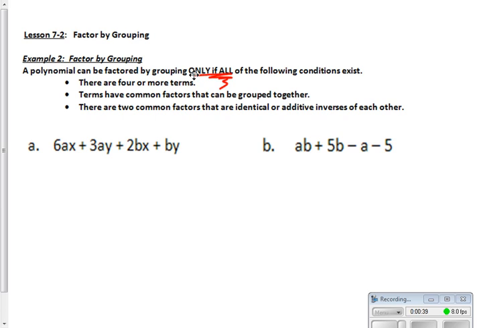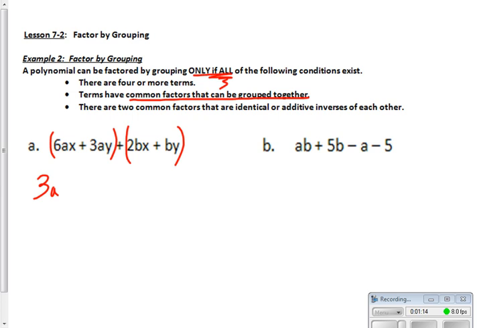Terms have to have common factors that can be grouped together, meaning you can group things together, and when you group things together, you can factor things out. For instance, I can group this first set together, 6ax plus 3ay, and I can factor something out of that. I can actually factor out a 3a out of this group. Look in the second one. This is a positive, so plus, and then I'm just going to say this is a positive 2bx plus by. Something can get factored out of that group as well, so that checks out.